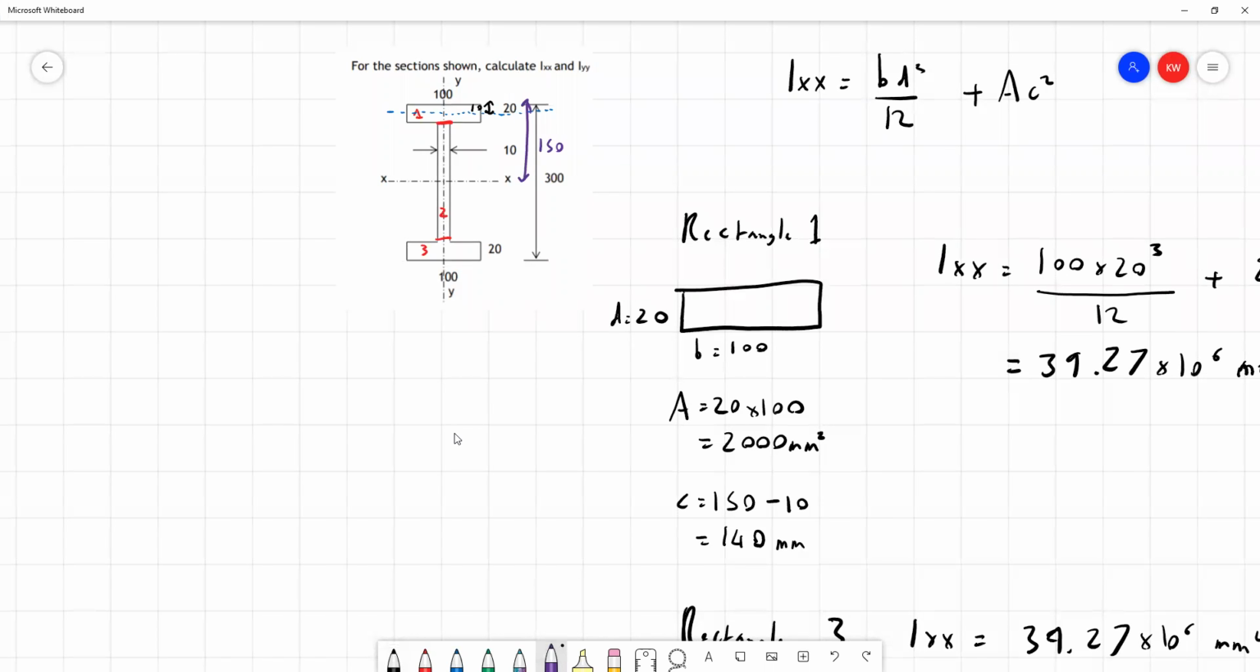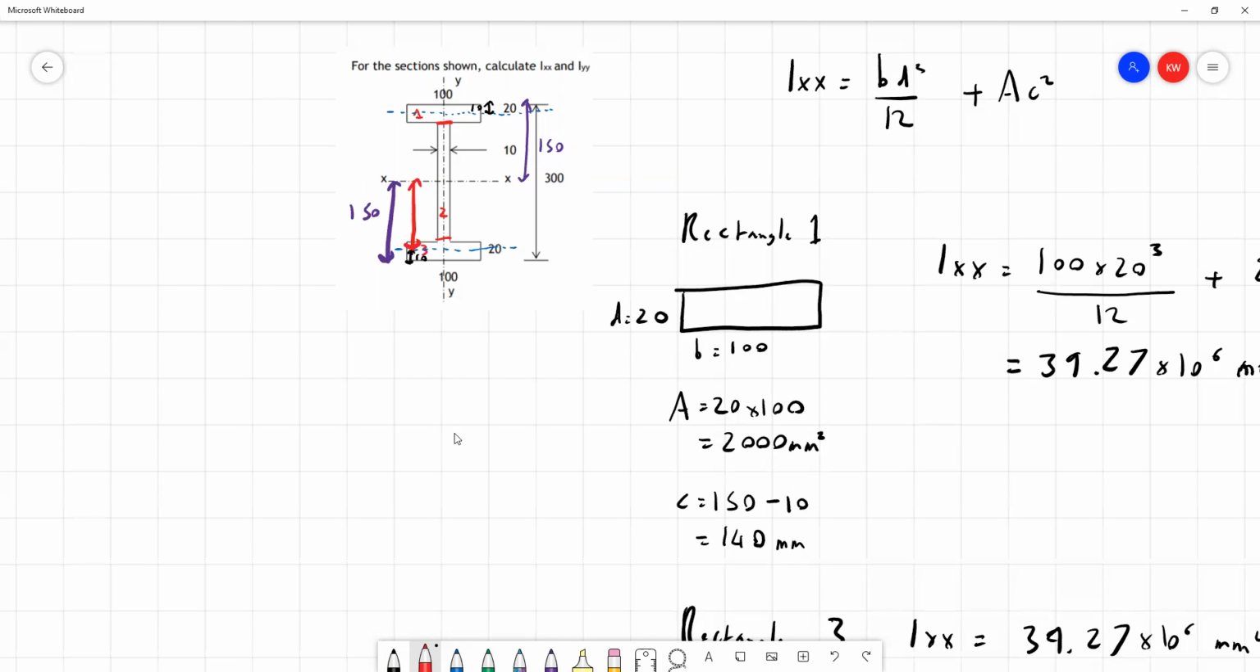Well, if we look from our centroid down to the bottom of our I-beam, again we have 150, and if we come up halfway across the depth of rectangle 3, again we can see coming up 10 millimeters here. So the gap, I'll mark this in red to make it really clear, as 10, the gap in the centroids must be 150 minus 10, so we're left with 140. So same value for D, same value for B, same value for A, same value for C. So rectangles 1 and 3 must have the same second moment of area.